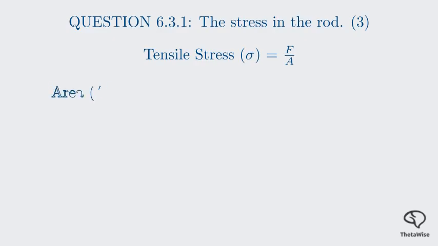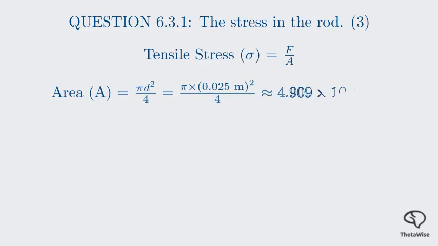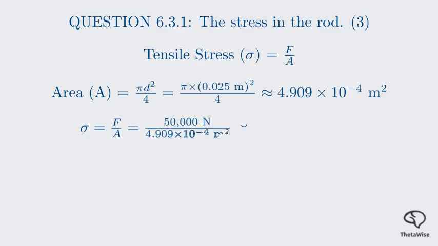Using the same area formula as before, pi d squared over 4, we get an area of approximately 4.909 times 10 to the negative 4 square meters. Now we can find the stress. Stress sigma equals force, 50,000 newtons, divided by our calculated area. This gives us approximately 101,859,850 pascals. The memo's answer is 101.853 MPa.